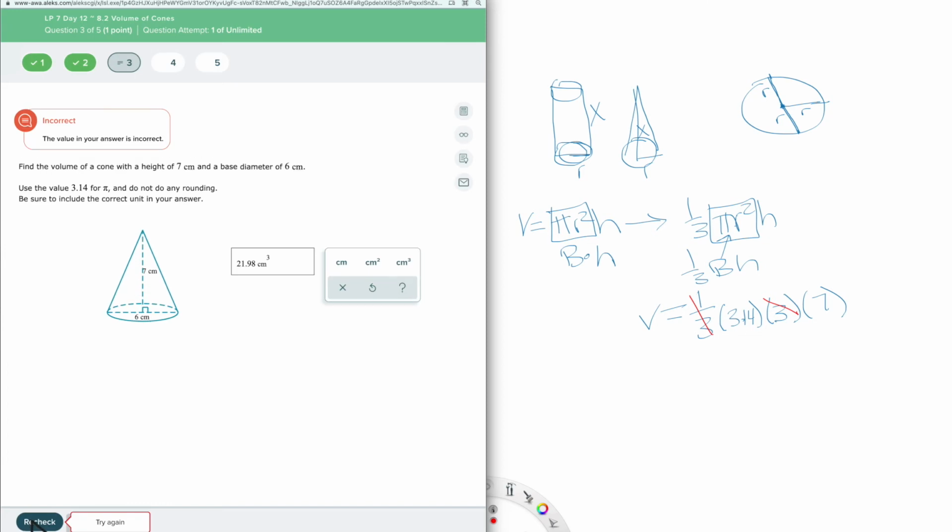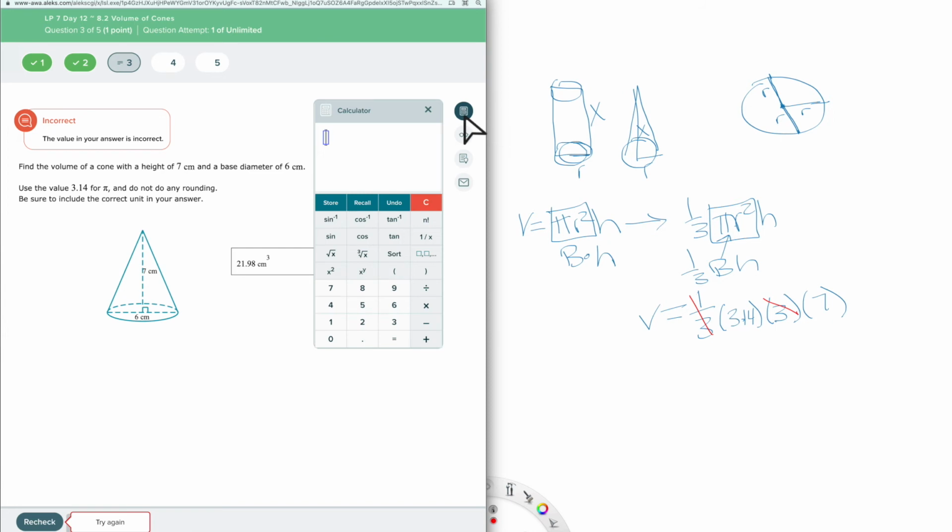Uh-oh. Did I multiply something incorrectly? Do not do any rounding. I didn't. 1/3 times 3.14 times 3 times 7. What is it not liking?